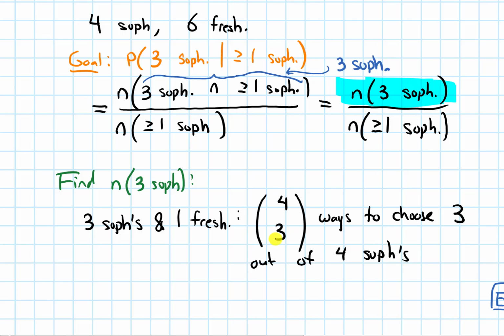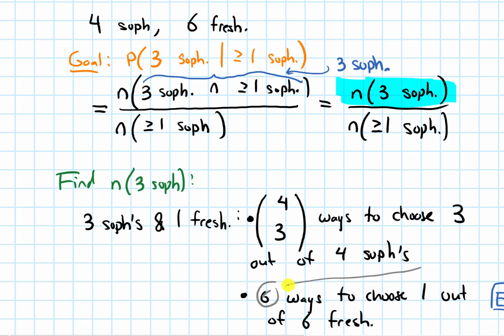Okay, and so let me put a bullet point next to this and a bullet point next to, now I got to pick 1 freshman out of the 6 freshmen that I have, and this is easier. There's just 6 ways to choose 1 out of the 6 freshmen. If I wanted to, I could have written this as a combination, 6 choose 1, but I think it's easier to just write it as 6 because I'm just picking 1 person, so it's easy to write down that value.